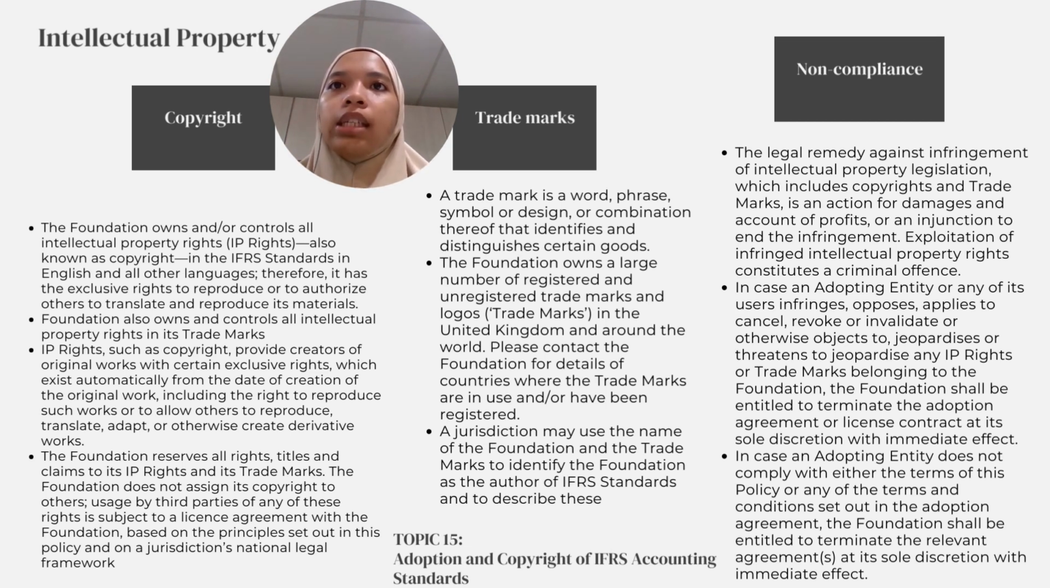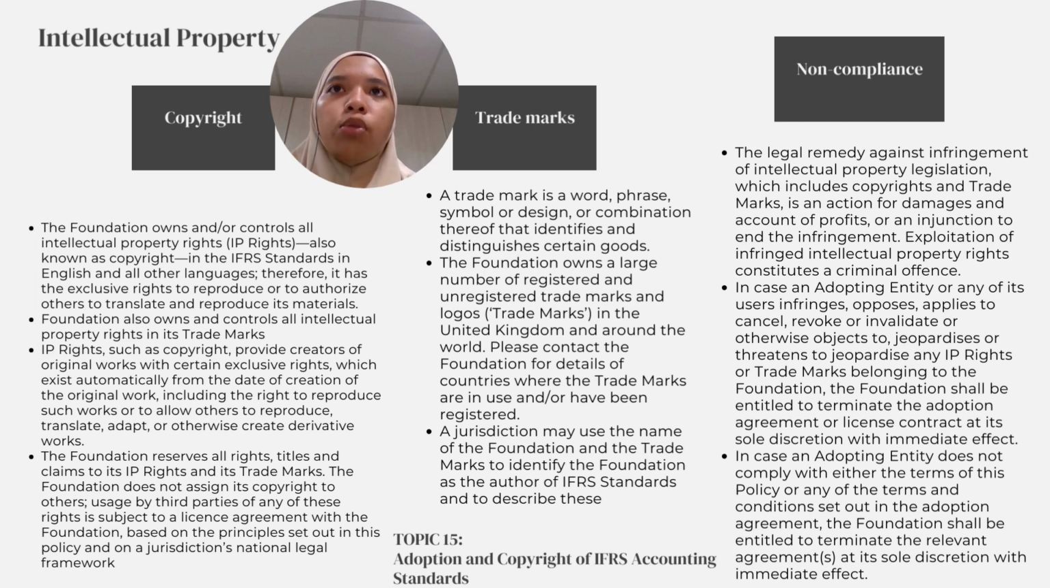So IP rights, such as copyright, provide a creator of original works with certain exclusive rights, which exist automatically from the date of the creation of the original work, including the right to reproduce, translate, adapt, which is the convergence process, or otherwise create derivative works. So the foundation reserves all rights, titles, and claims to IP rights and its trademarks. The foundation does not assign its copyright to others. Usage by third parties of any of these rights is subject to a license agreement with the foundation.